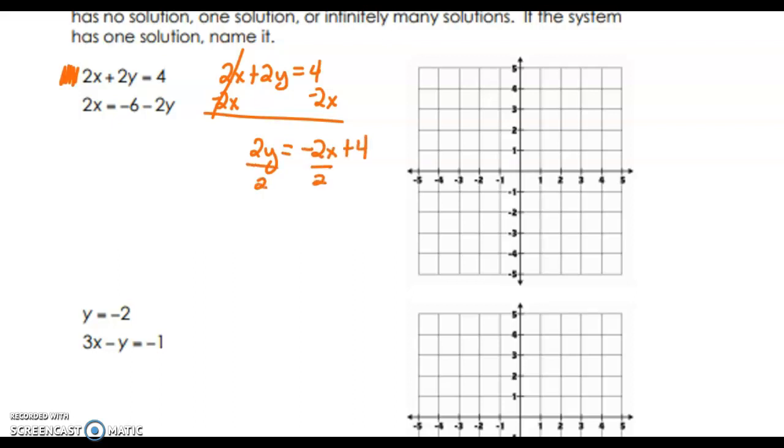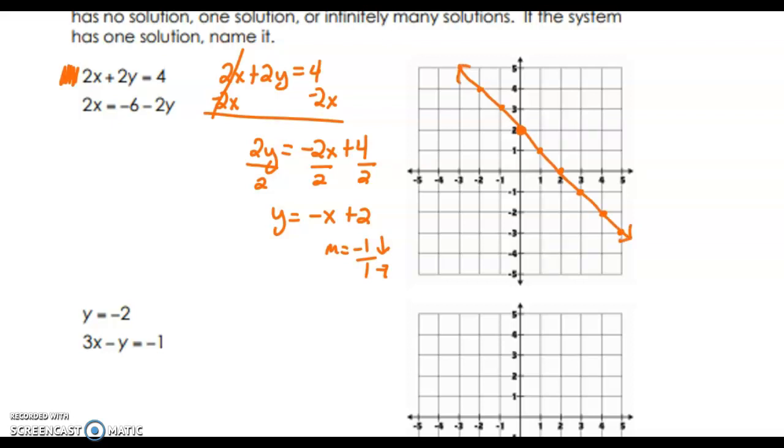Now divide everything by 2. You get negative x plus 2. So the y-intercept's 2. The slope is negative 1. Think of it as negative 1 over 1. So go down 1 to the right 1. Down 1 to the right 1, and so on, until you are ready to draw in your line.